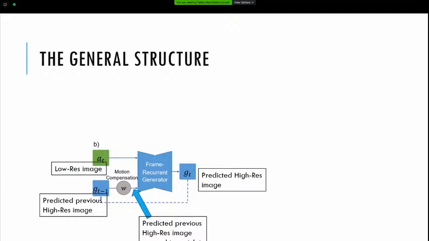So we might later talk a little bit more about this motion compensation, because it's actually a very huge thing in this network, which is not yet really explained here. So this is a whole neural network for itself, doing some kind of flow estimation and some, I would call it transformation from the flow estimation to get the predicted high resolution image from the previous prediction to match the time of the actual low resolution image.